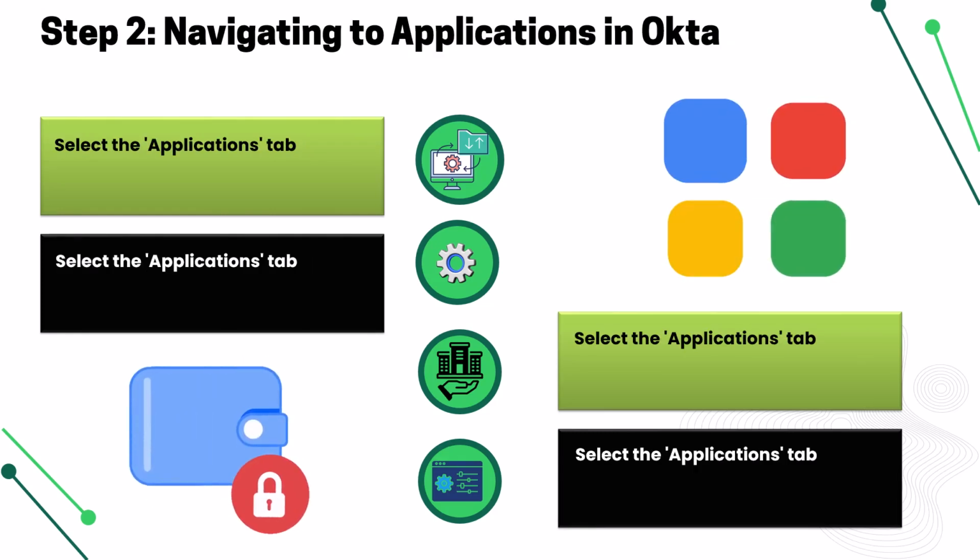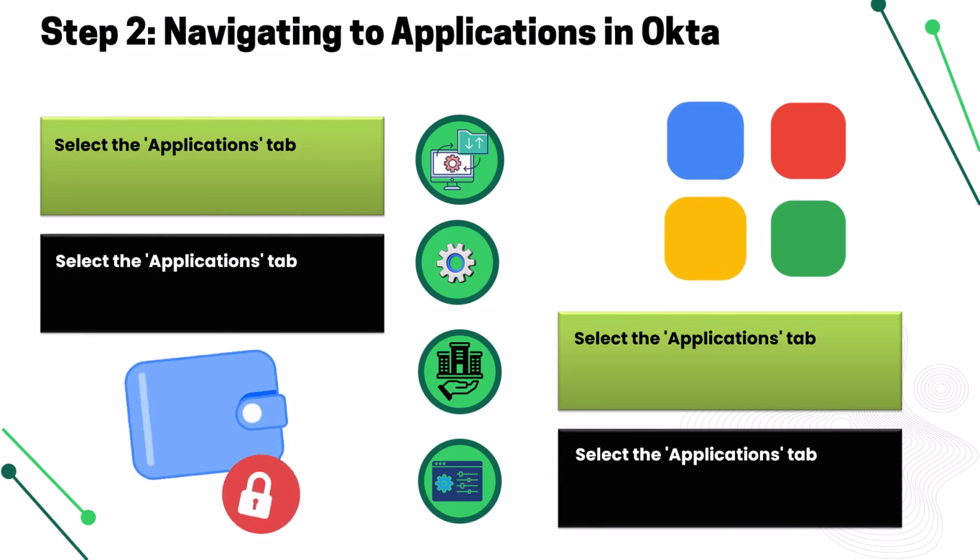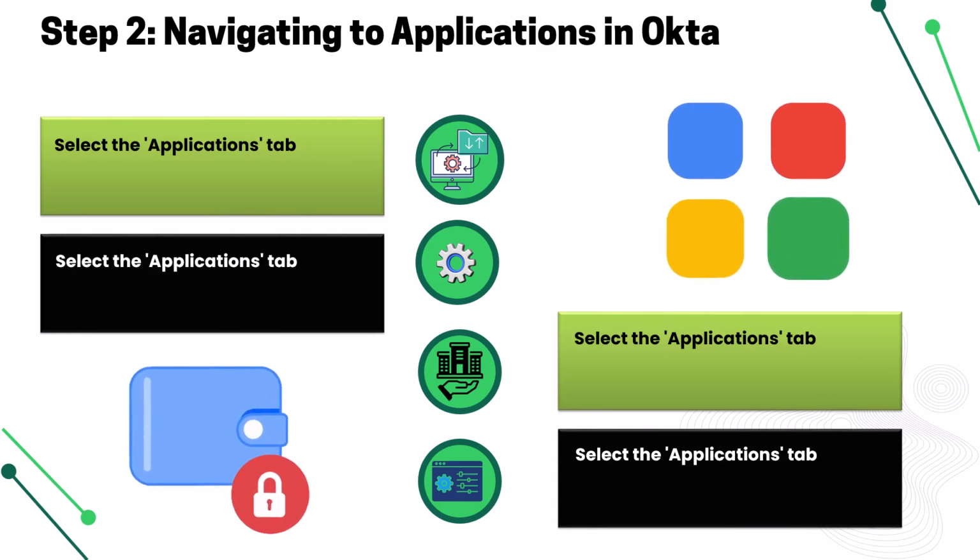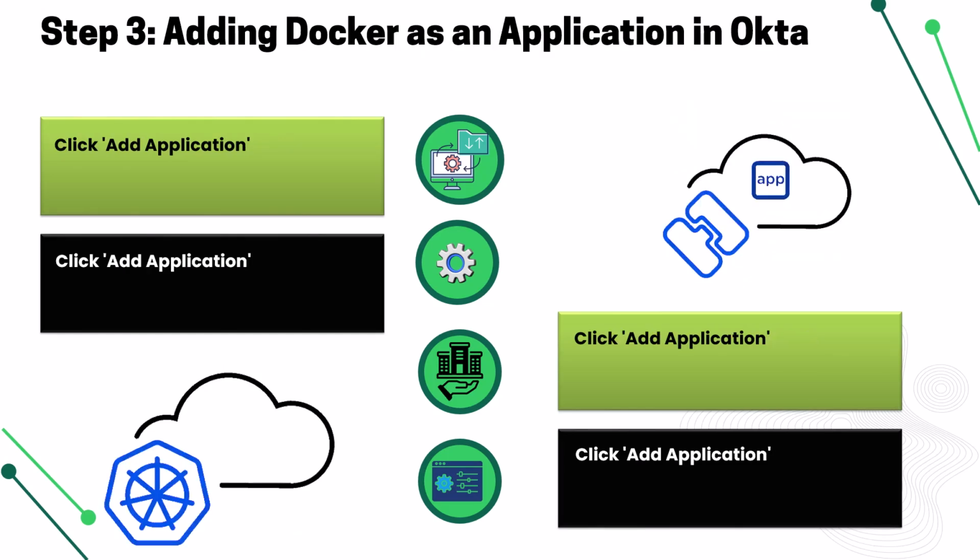Next, stop at the Applications tab. From here, browse your existing apps and prepare to add Docker as a new one. Double-check that you have the necessary permissions to proceed. Easy, right? It's time to add Docker as an application in Okta.